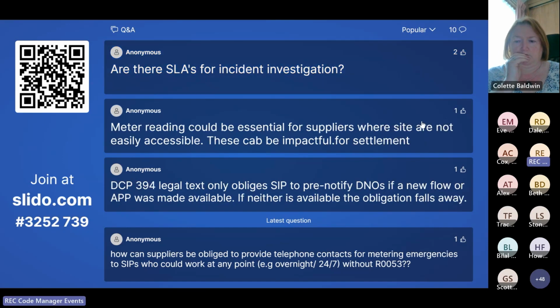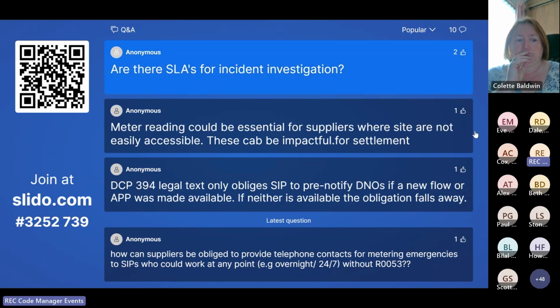Are there SLAs for incident investigation? So the DNOs have their category A, B and C reporting and the SLAs that go with that. And for any other faults, we've asked that the suppliers, in the same spirit of the category A danger reports that are sent to the supplier when it's a dangerous situation related to the meter, are treated the same way with that sort of 3-hour turnaround.